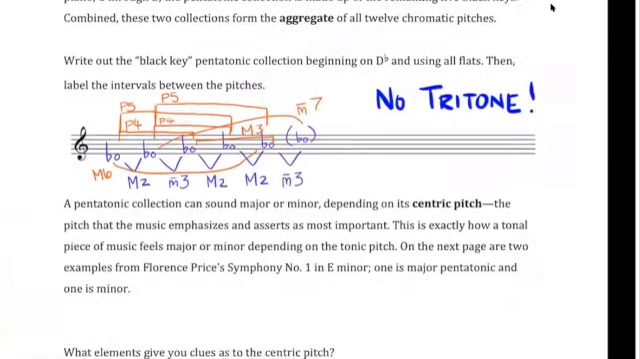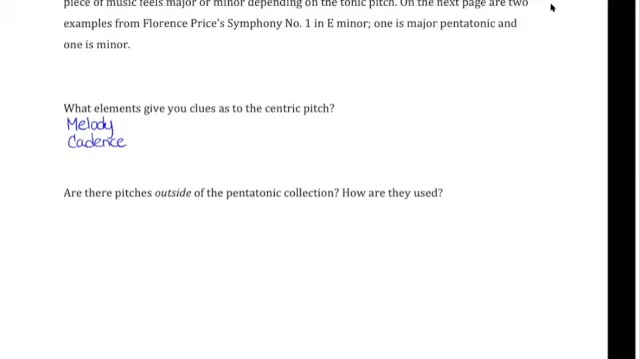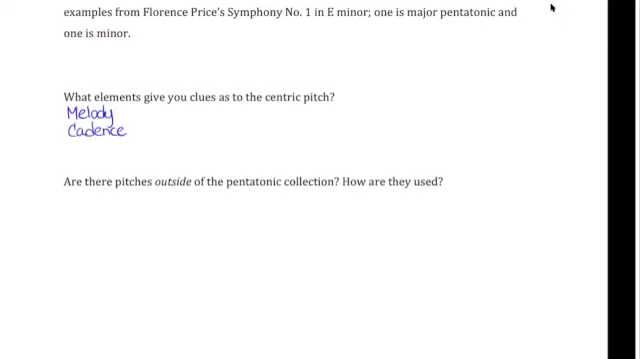So let's go back to these prompts really quickly. What elements in that excerpt gave us clues to the centric pitch? We talked about melody. We talked about cadence. We talked about the kind of 5-1 in the bass. And we also talked about meter. And then that F that is outside of the pentatonic collection is used in this instance to introduce just a little bit of motion, a little bit of harmonic motion.